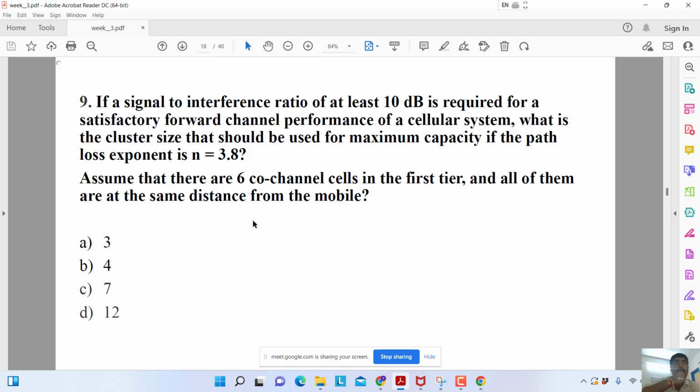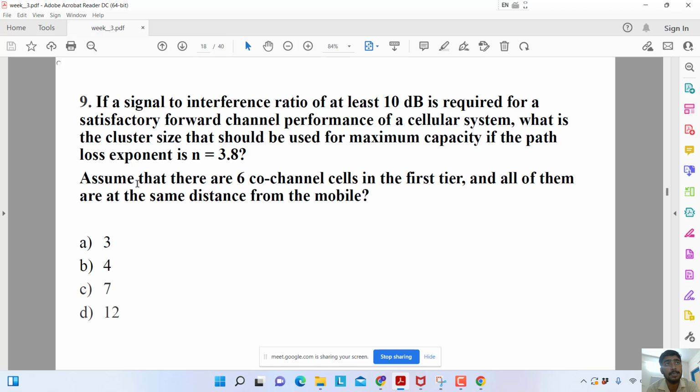Now question number 9. If a signal to interference ratio of at least 10 dB is required for satisfactory forward channel performance of a cellular system, what is the cluster size that should be used for maximum capacity? The path loss exponent is 3.8. We have to calculate our cluster size. What is the requirement? At least 10 dB to get satisfactory performance.